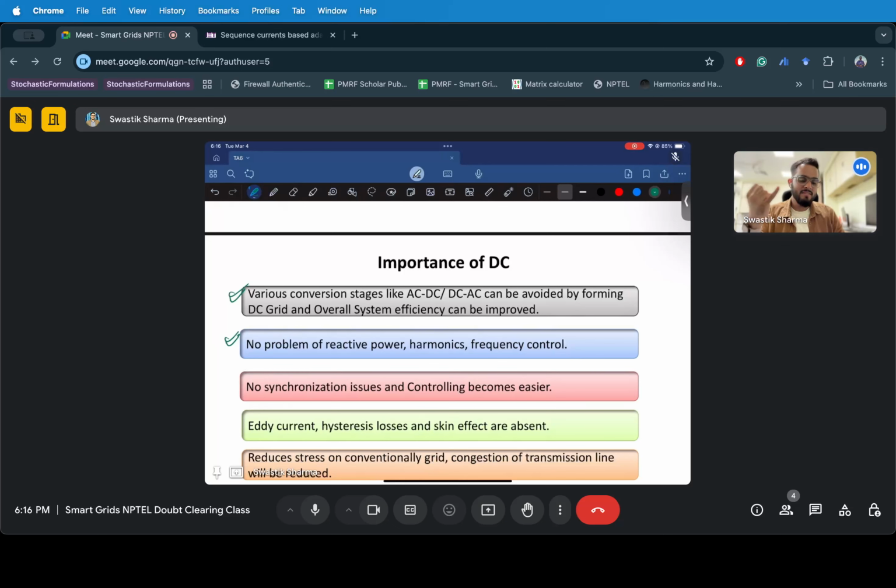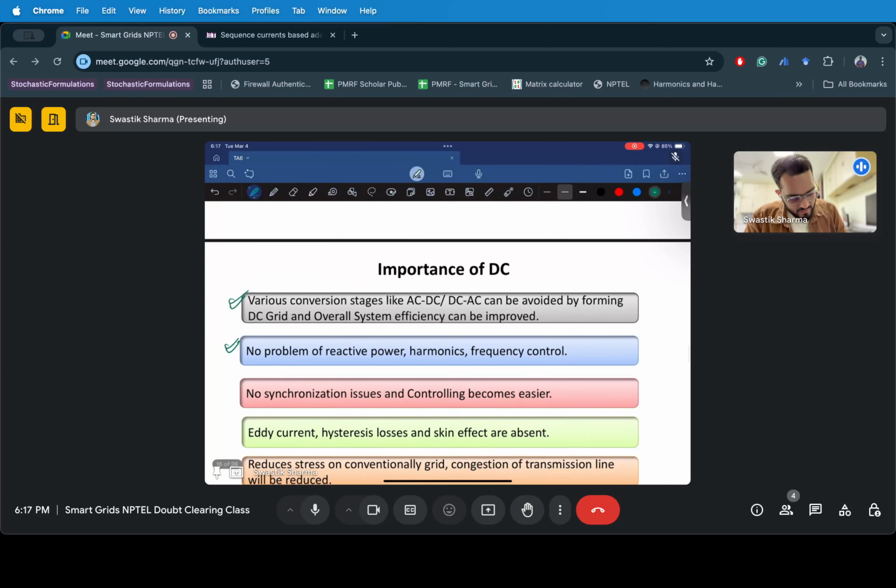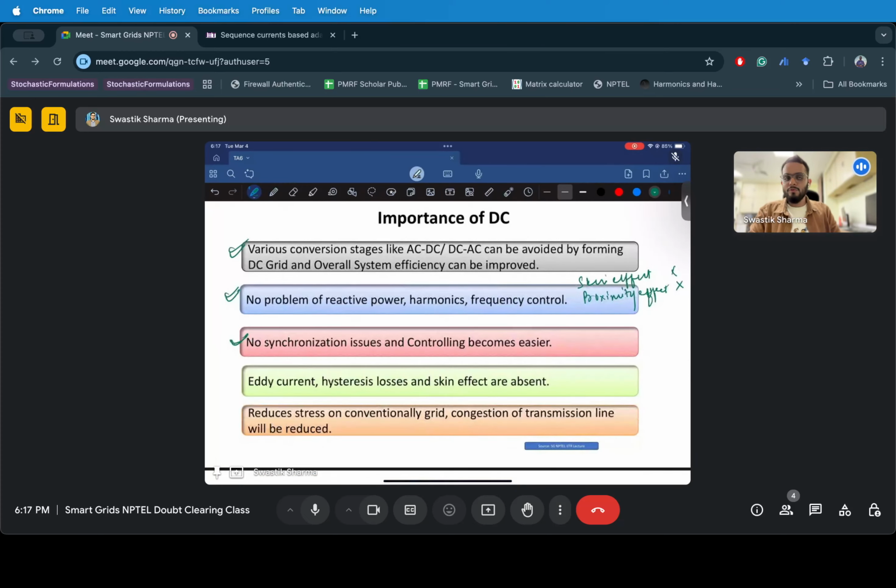So reactive power decreases or increases voltage at a particular node based on whether it is injecting or absorbing, right? So all of these problems you won't face in your DC system. Also, you won't face the proximity effect and skin effect. So both of them will also not be in the picture anymore. So you see your losses have decreased, and you will also face no synchronization issues.